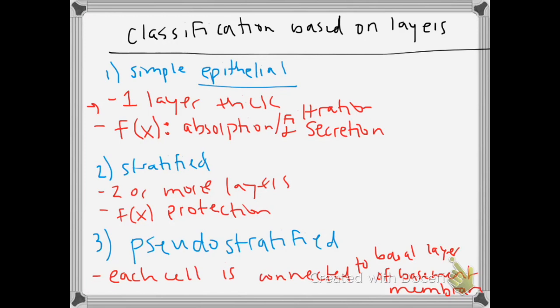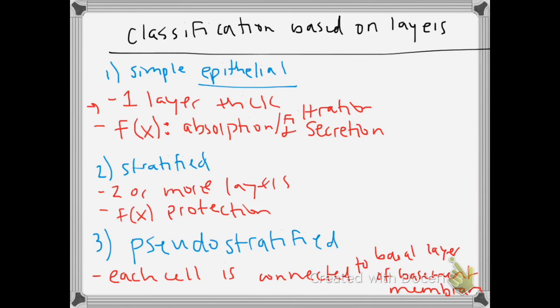So, functions of simple epithelium, this one-layered epithelial, it's absorption, filtration, and then secretion. Stratified, 2 or more layers, it's functioning in protection. And then this pseudostratified, the best way to say it is each cell is connected to the basal layer, the basement membrane. We'll get into that basement membrane in a sec. But these are found in areas with little movement, and examples like the respiratory tract.